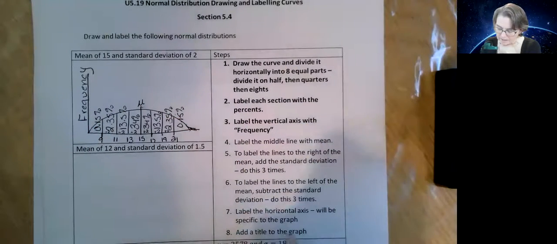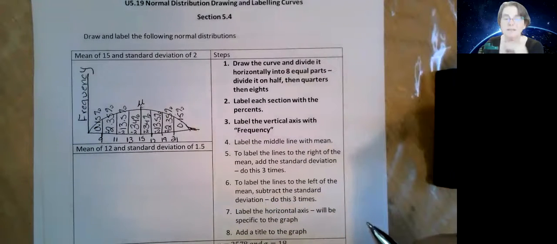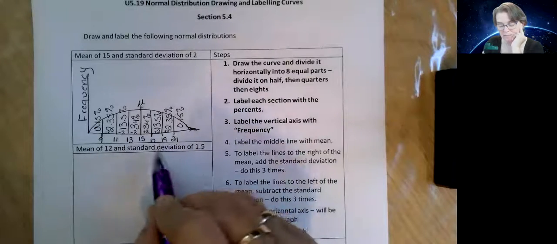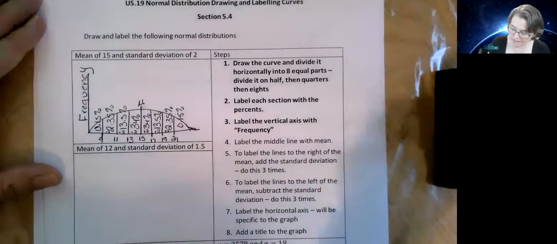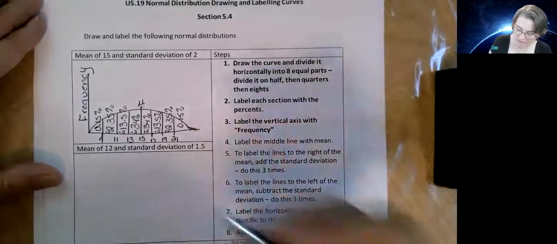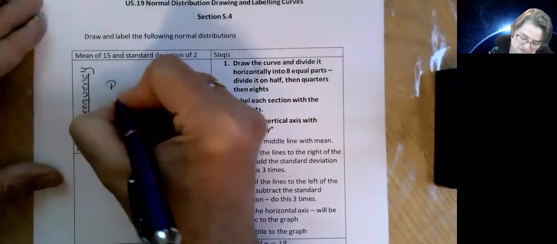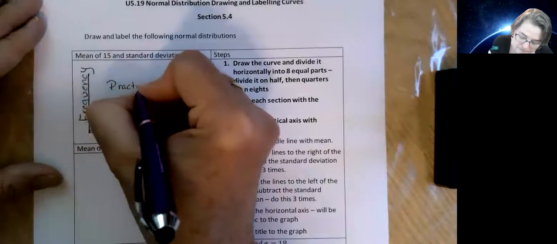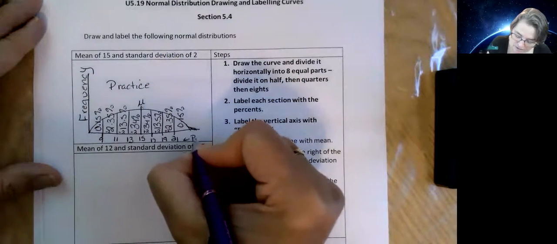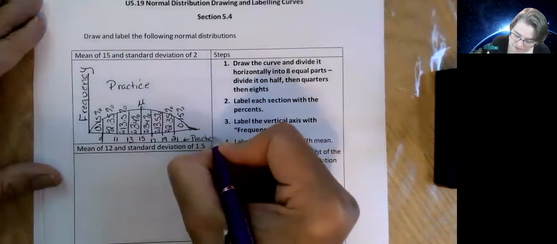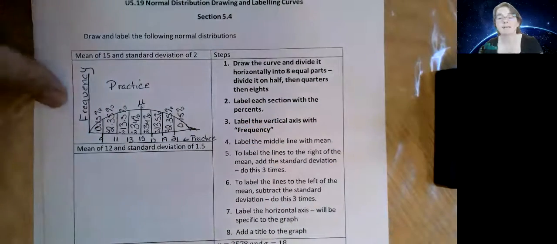Okay. Label the horizontal axis. It will be specific to the graph. Well, I didn't tell you what this graph was about. It could be in kilograms, it could be times. I don't know, because I didn't give you enough information, and it says add a title to the graph, and I'm just going to write practice. And if I had room down here, I would write practice again. Right, ta-da! That's all there is to it.